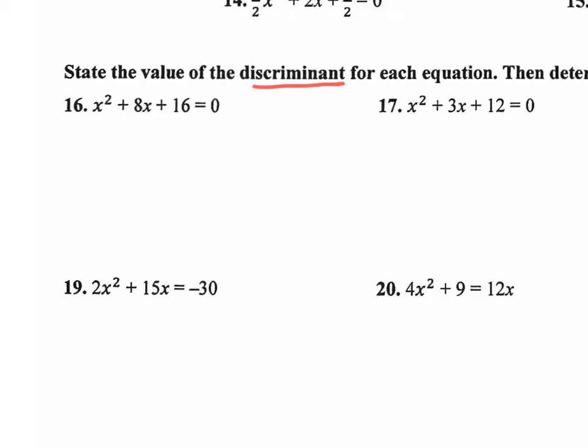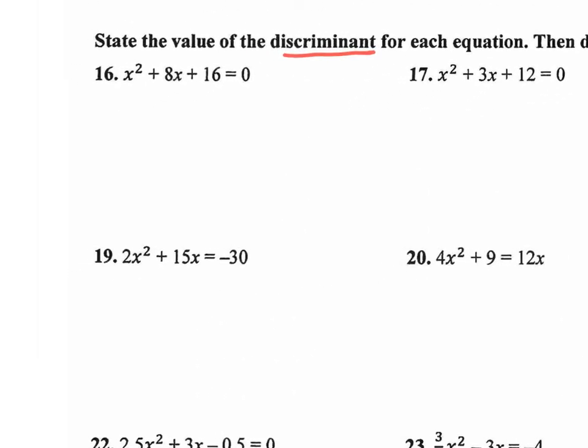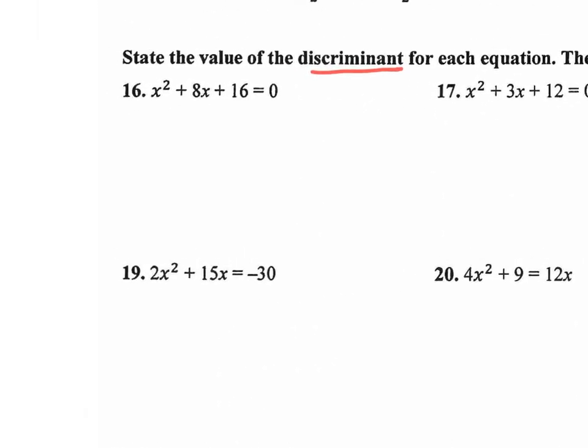So they want you to state the value of the discriminant and then determine if you have one solution, determine the number of real solutions of the equation. So if you think about the parabola visually, if it touches at one point, then that means it has one answer. If it actually crosses through 2 points, then it has 2 answers, right? If it doesn't cross at all, then it has no answers.